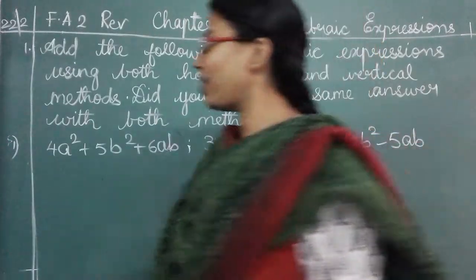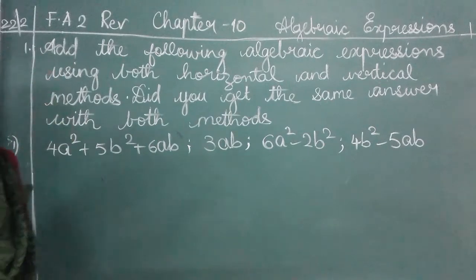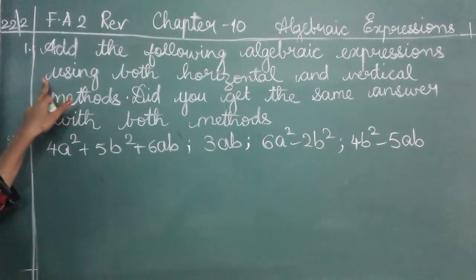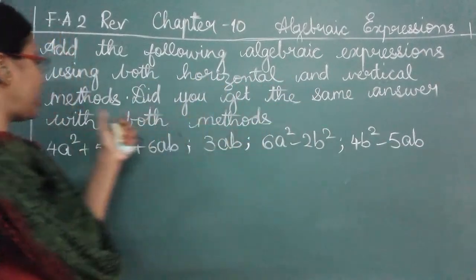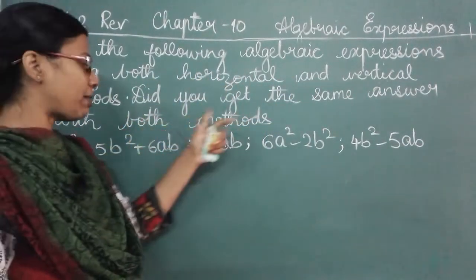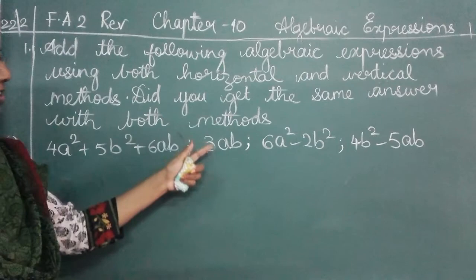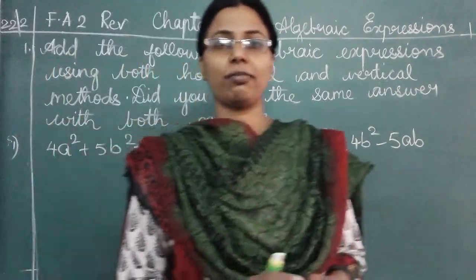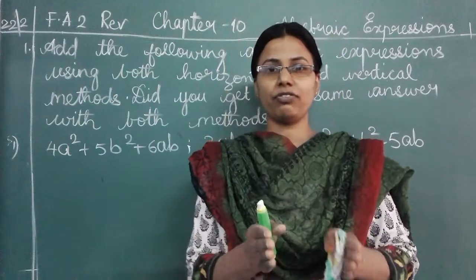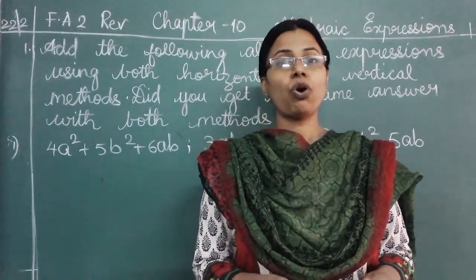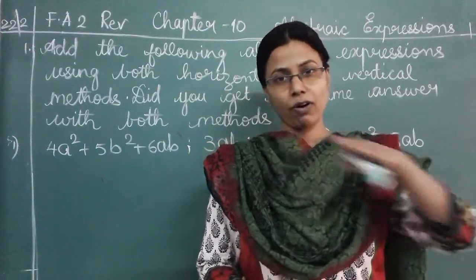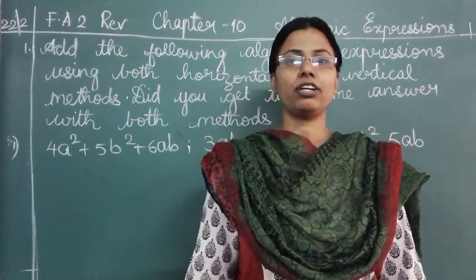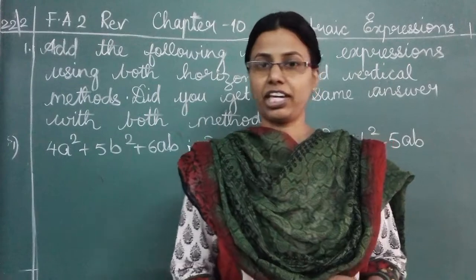Okay children, so now let's do exercise 4 problem. Add the following algebraic expressions using both horizontal and vertical methods. Did you get the same answer with both methods? This is what you have to find out. What is a vertical method? Vertical, one below the other, we are going to write and find out. What is horizontal method? Horizontal, sleeping. Side by side we are going to write and do the simplification.